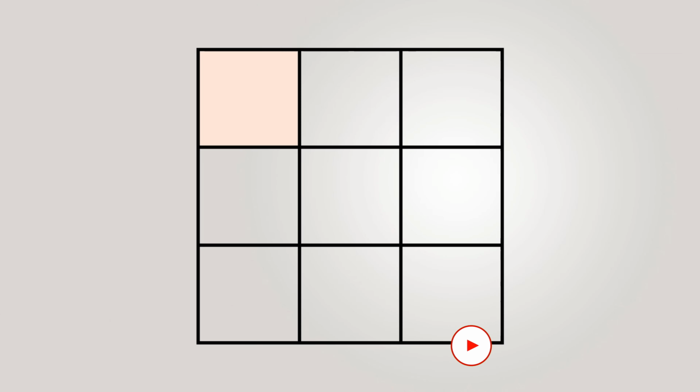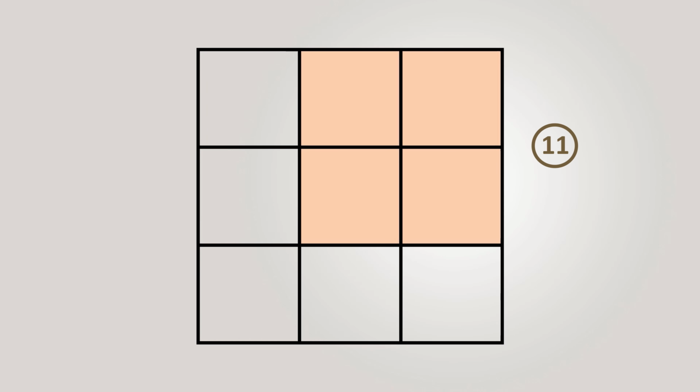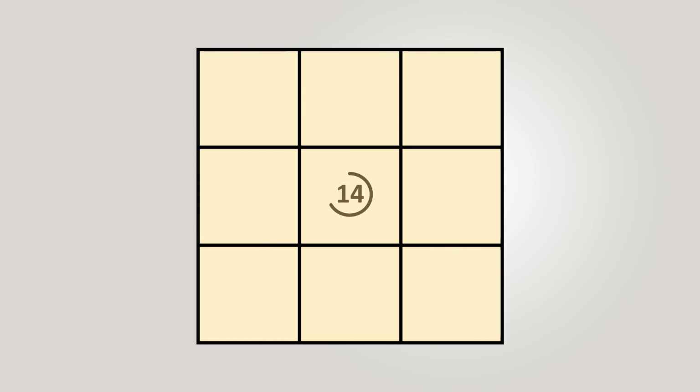There are 9 small squares. 1, 2, 3, 4, 5, 6, 7, 8, and 9. Even though small squares are easy to see and identify, let's look at the medium-sized squares. There are 4 of them. Number 10, number 11, number 12, and number 13. And then there is one large square. This is number 14.